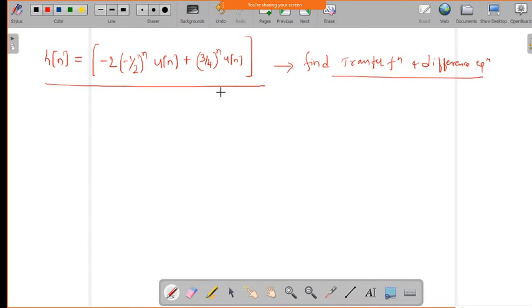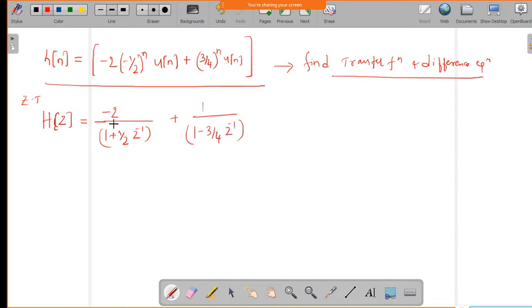Find the corresponding transfer function and difference equation. So the transfer function is given by taking the z transform of h of n. Okay, for this you will get H(z). So what is H(z)? You will get 2 by 1 plus 1 by 2 into z inverse, plus 1 over 1 minus 3 by 4 z inverse. So now this is your H(z).